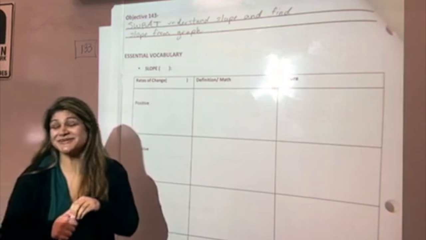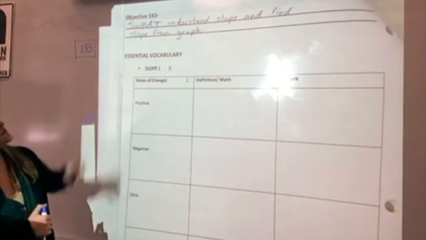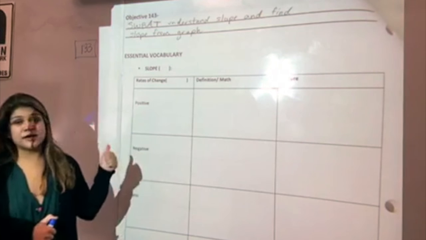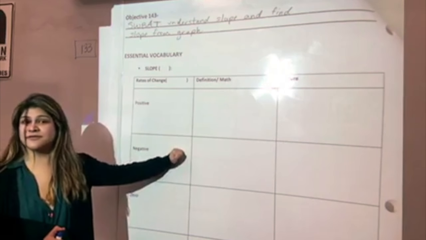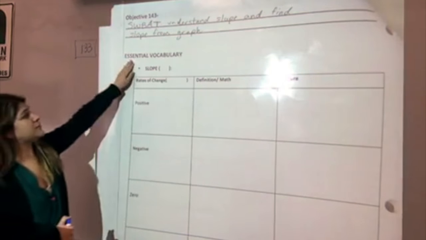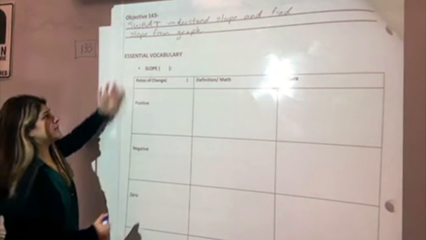Today we're going to be doing objective 143. Students will be able to understand slope and find slope from a graph. Pause the video and get that written down just so we can stick to our New Year's resolution of keeping videos short. The first vocabulary word that we're going to learn is slope.